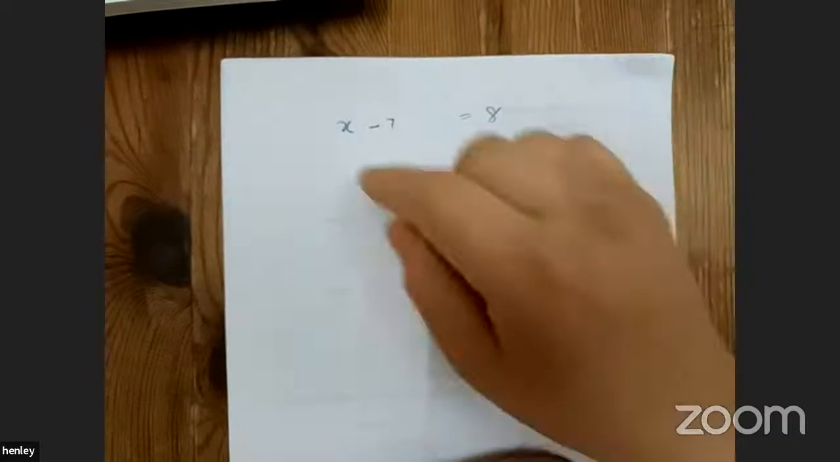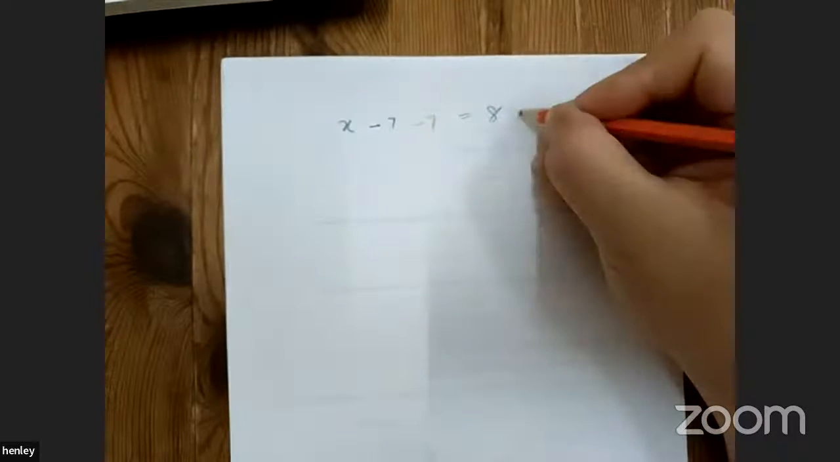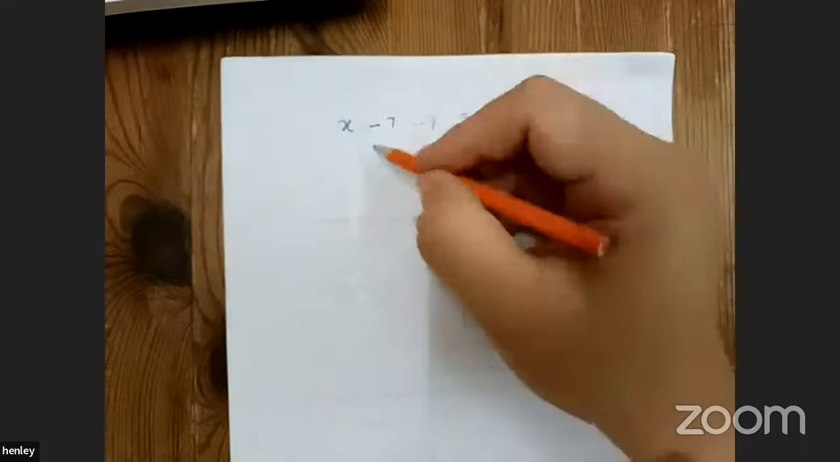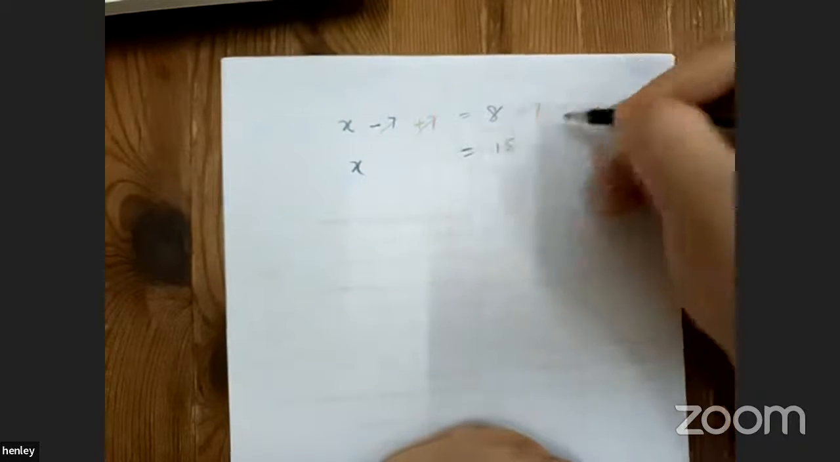So to solve the equation, we need to keep the x. So we add 7 here and on the other side. Sorry, not minus, plus 7. To eliminate this, negative 7 plus 7 is 0, so they cancel out each other. So on my left side we only have the remaining x, and on my right side this is 15. So this is the answer.